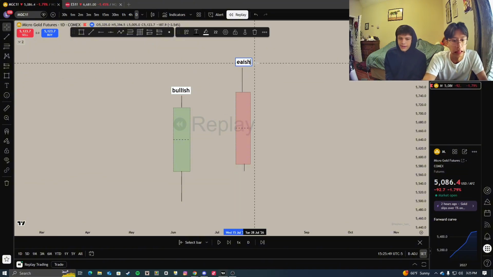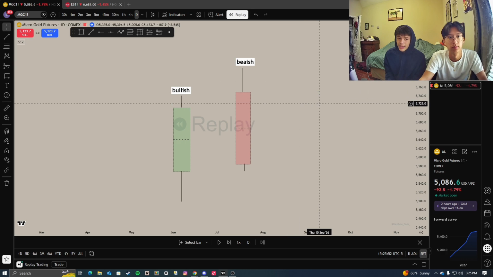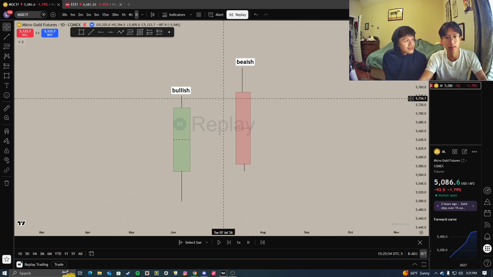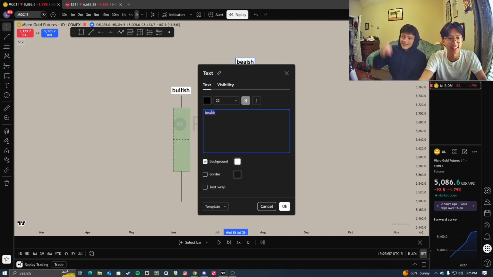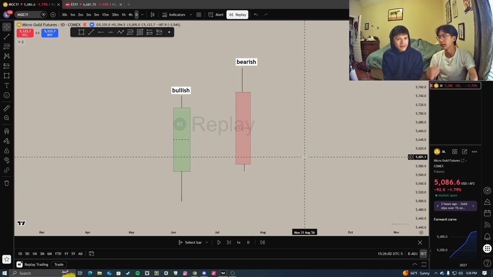And the red candlestick is a bearish candle. A bearish candlestick means it goes down. Bearish means down. So, you want to teach them about open and close?